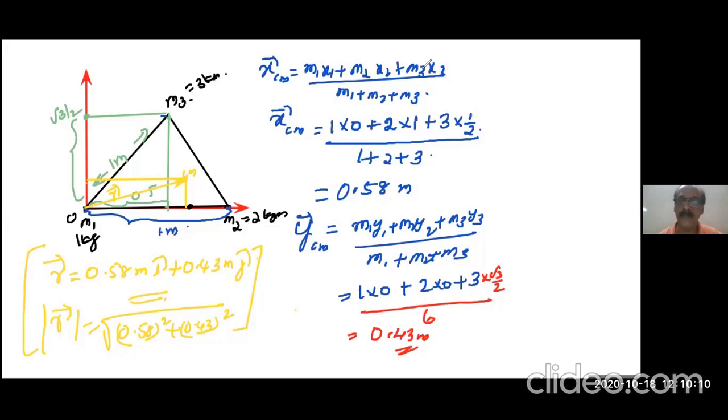Is this over? Yes, sir. Then we can go to the next topic, moment of inertia. I told you, moment always means rotation. Moment of inertia.